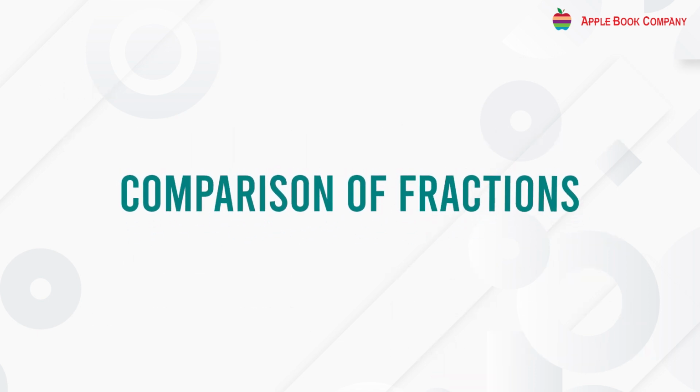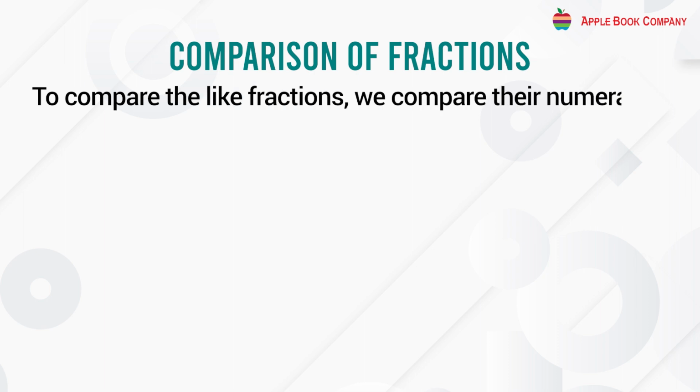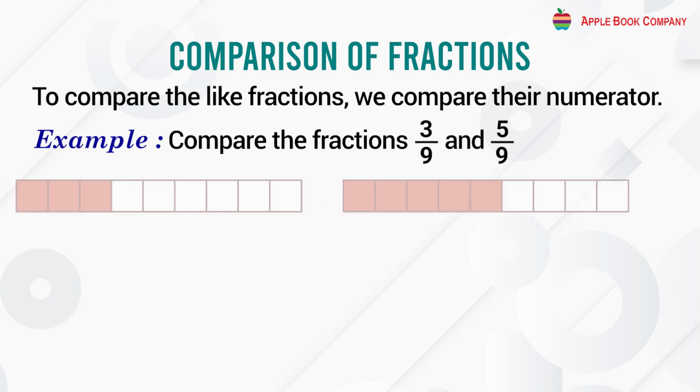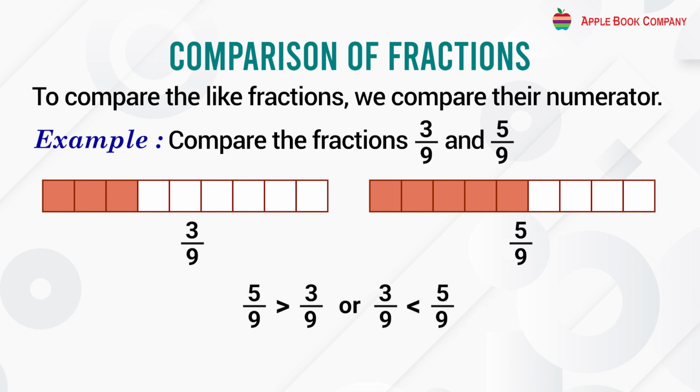Let's understand comparison of fractions. Comparison of like fractions. To compare the like fractions, we compare the numerator. Example, compare the fractions 3 by 9 and 5 by 9. Draw two rectangular figures as shown. So in the above figures, you can clearly see 5 by 9 is greater than 3 by 9 or 3 by 9 is lesser than 5 by 9.